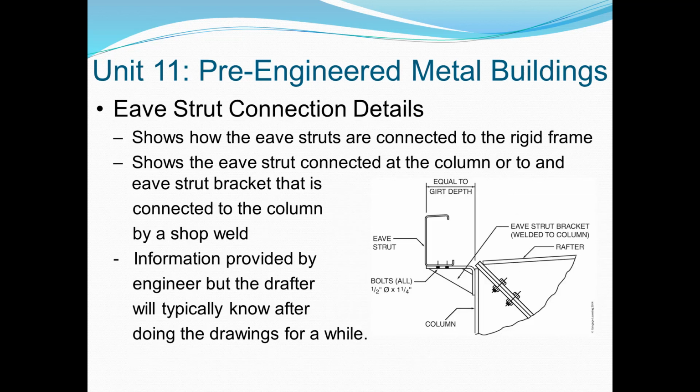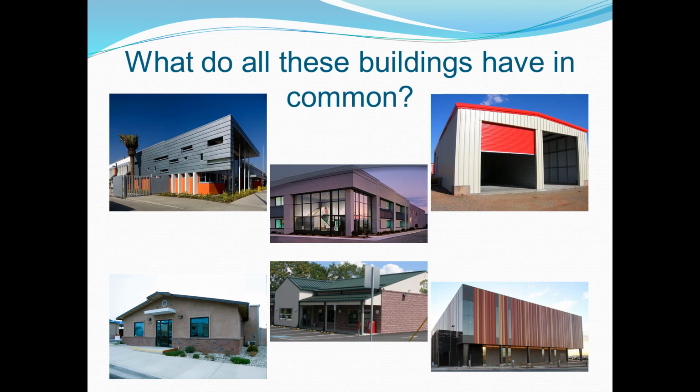The eave strut, this is the edge that goes along the low side typically of the building. You need to show how it's connected to the rigid frame. The eave strut is connected at the column or to an eave strut bracket that is connected to the column by a shop weld, meaning that bracket will already be on the column when it comes to the job site. Again, we try not to weld in the field if we can help it. So where those eave strut brackets go, those will be pre-welded in the shop. And the information again is provided by the engineer, but the drafter will typically know after doing drawings for a while. So that is the end of the PowerPoint.